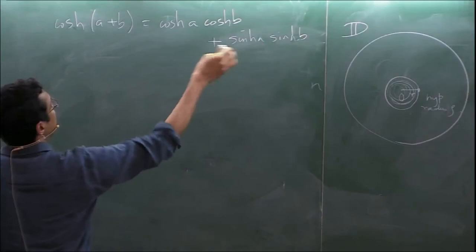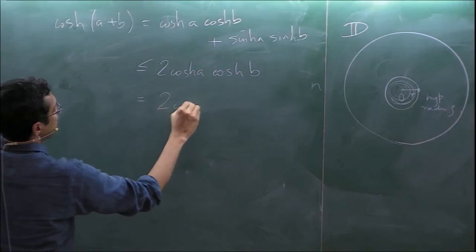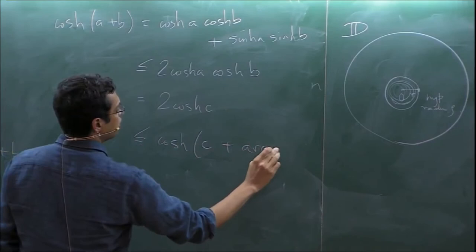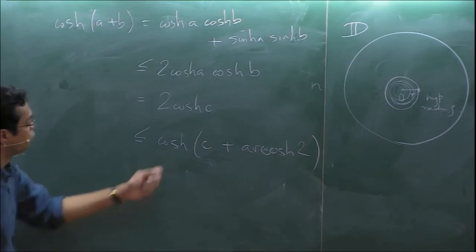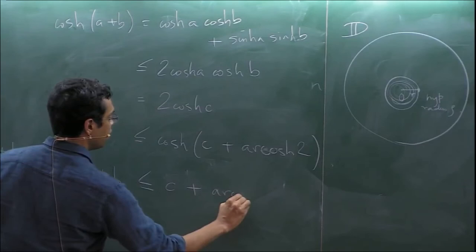Now the second one is actually less than this, so you get less than cosh A and cosh B. And this, you've seen, is equal to twice cosh C by this lemma, which is in turn less than cosh of C plus arc cosh 2, okay? Because if you expand this, you'll get one of the terms is this. All right, so it implies that A plus B is less than C plus some constant, namely arc cosh of 2.